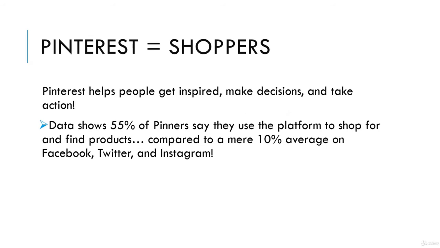Pinterest helps people get inspired, make decisions, and then take action. Data shows 55% of Pinterest users say that they use the platform to find products and buy those products, compared to a mere 10% average on platforms like Facebook, Twitter, and Instagram. People are on those platforms for news, for seeing what their friends are doing. Pinterest is a place of inspiration. They're going to find ideas, pin different lifestyle images, and discover things they may be interested in purchasing.